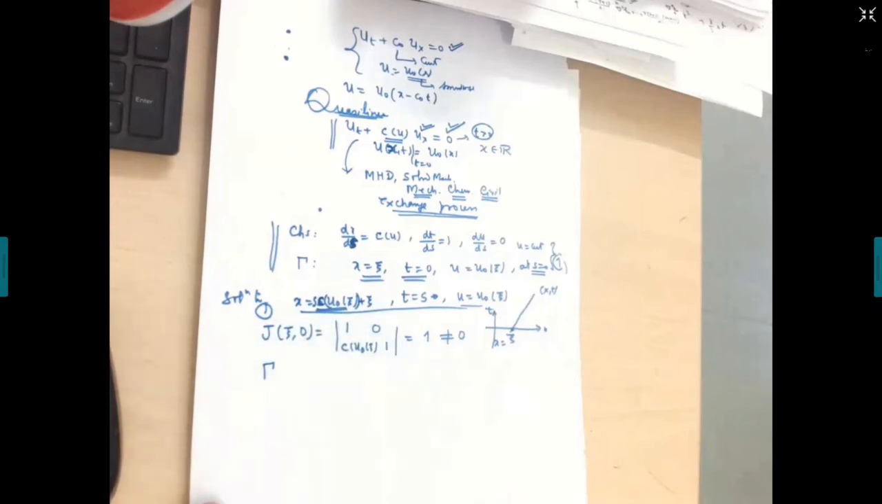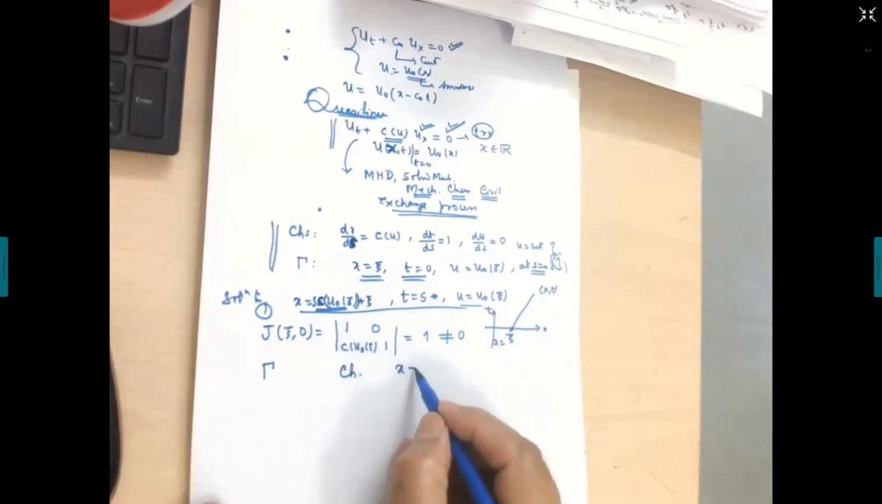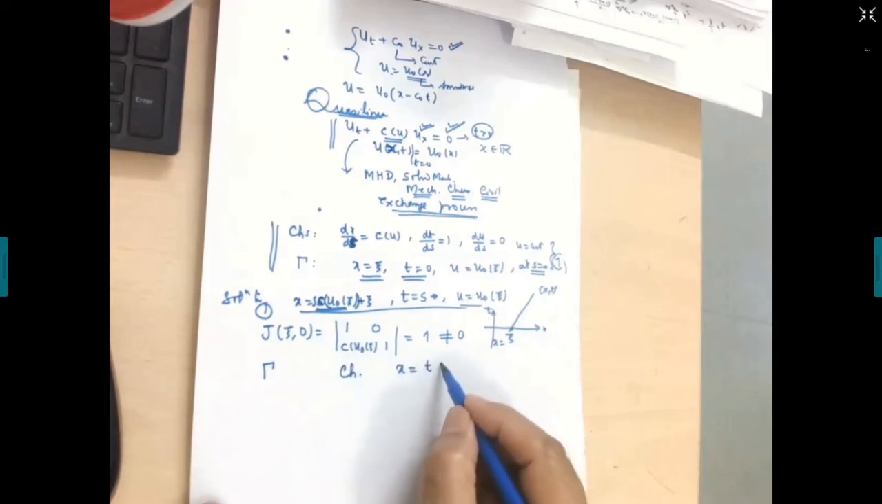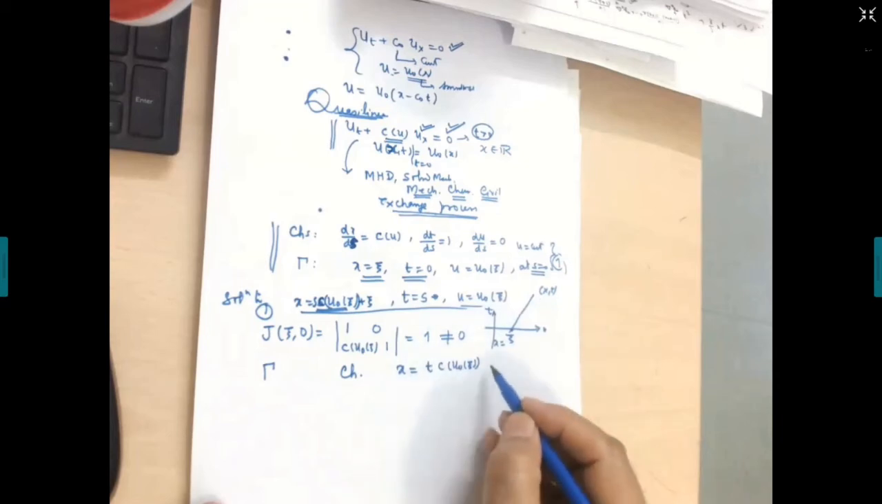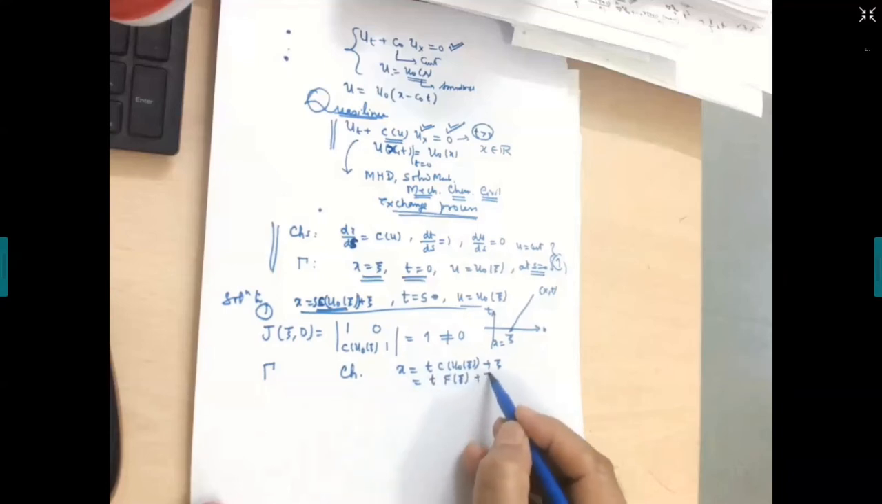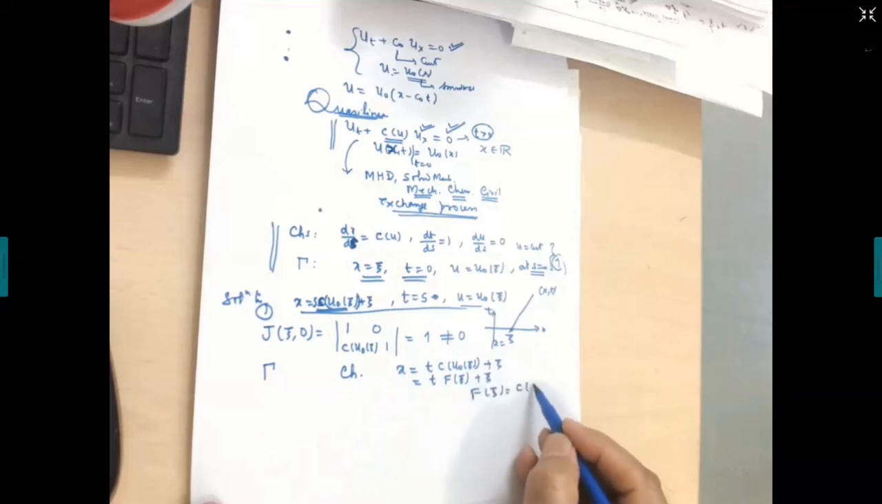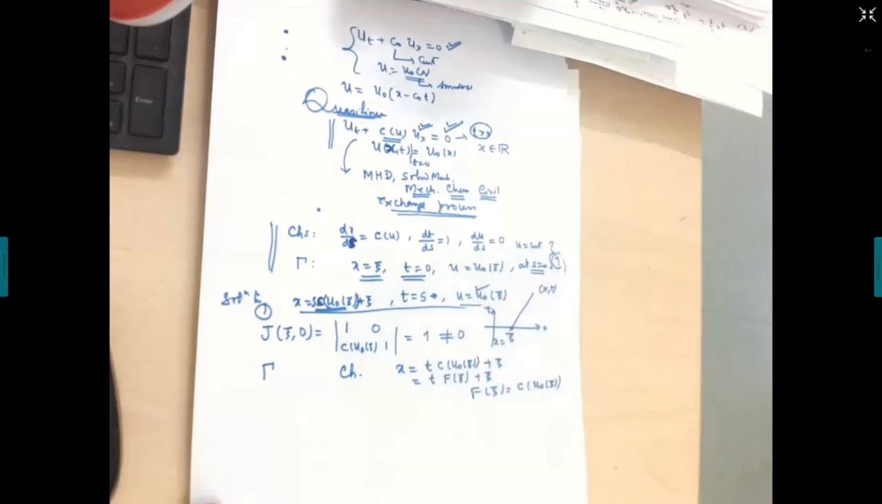These are the characteristics. Is that right? What is S? S is your T. So the characteristics, in fact, are X is equal to T times C of u naught xi, because C is a function of u and u is u naught xi. So I will replace it by some other function. I will write that X is equal to T F of xi plus xi, where capital F xi is nothing but C of u naught xi. And what is u naught xi? U naught xi is constant. U is equal to u naught xi. Is that okay?